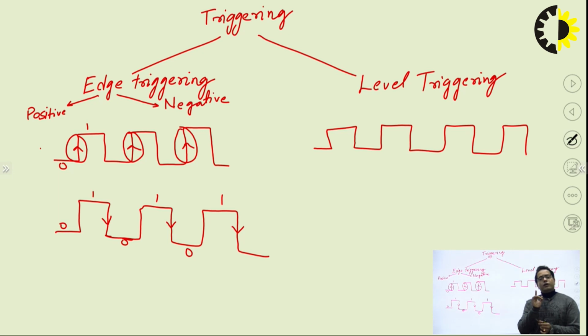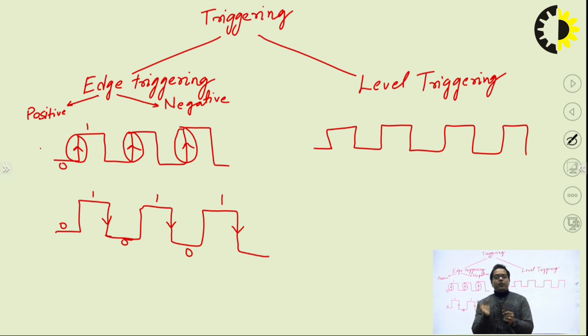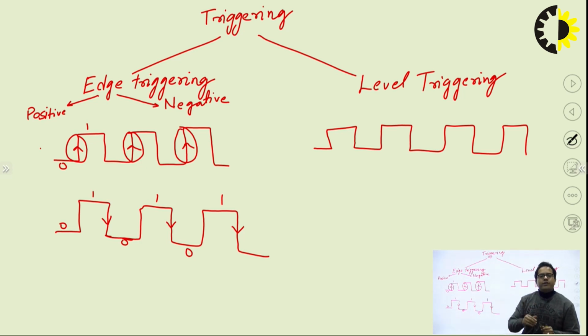A device which is negative edge triggered is only interested in seeing a transition from 1 to 0, whereas a device which is positive edge triggered is interested in seeing a transition from 0 to 1. So it responds only at its point of interest, while at the remaining points it does not respond. That is the main difference between positive edge triggering and negative edge triggering.